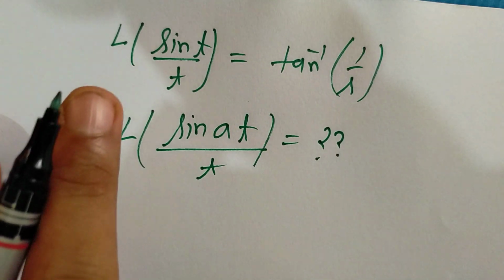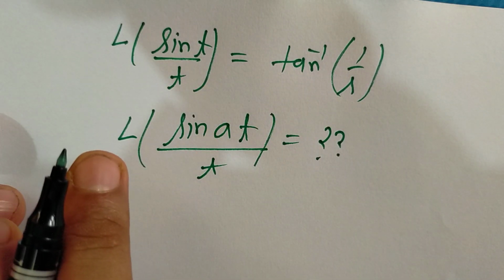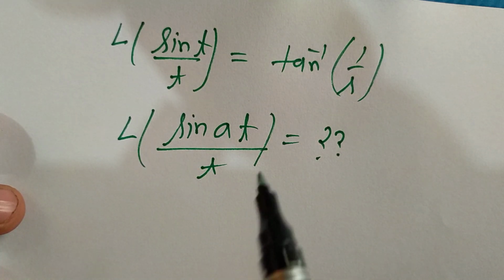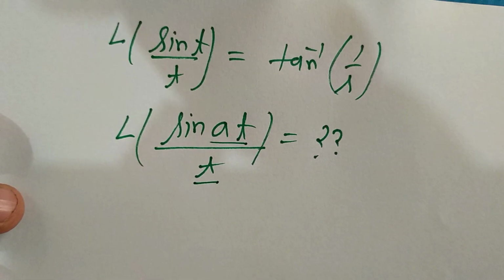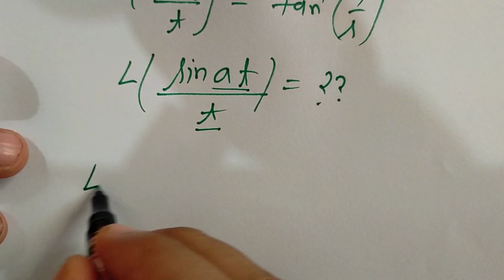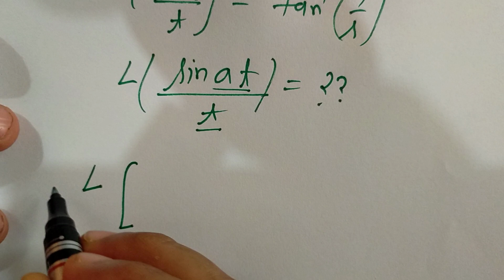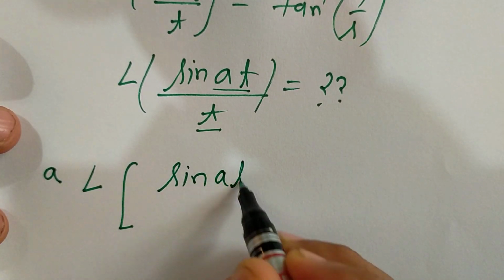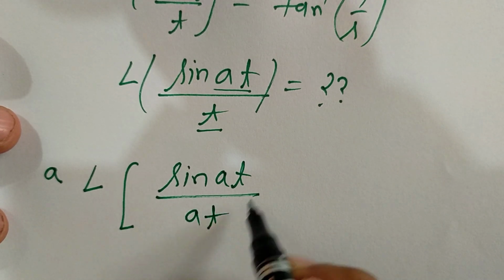So here Laplace of f(t) is given, and we need to find Laplace of f(at), so t is replaced by at. Here we have at, but in the given function we have only t. So what do we do? We multiply and divide by a. So I'll multiply and divide here, with sin(at) divided by a.